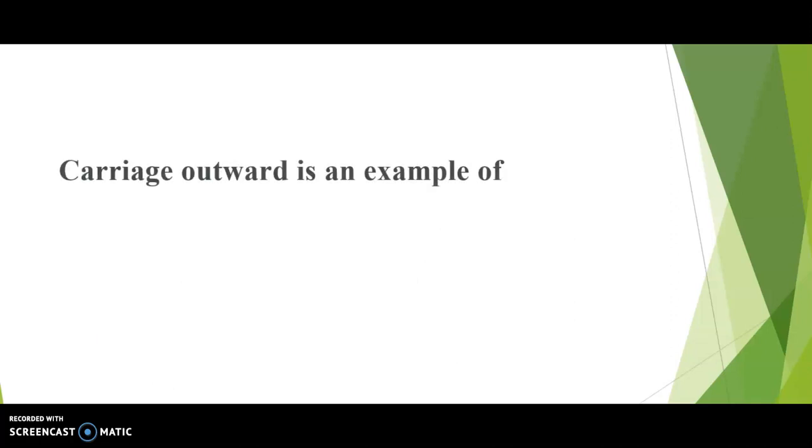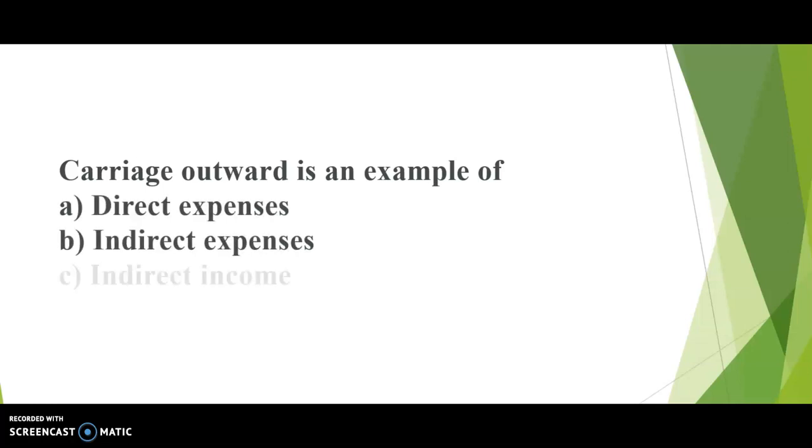Carriage outward is an example of: direct expenses, indirect expenses, indirect income, and direct income. Carriage outward is an example of expenses on sale of goods. So it is indirect expenses, and it is recorded on the profit and loss account debit side. Whereas carriage inward is a direct expense and is always recorded on the trading account debit side. For this question, carriage outward is an example of indirect expenses, and the correct option is B.